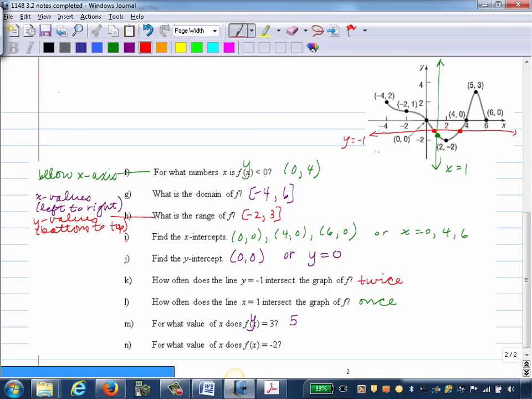Part N, for what value of x does f of x equal -2? So again, they're giving us a y value. Y is -2. So I go on my graph here. Here's where the y would equal -2, anywhere along here. And we can see it hits it once here. The y value is equal to -2 right here. And what is the x value here? It's 2.